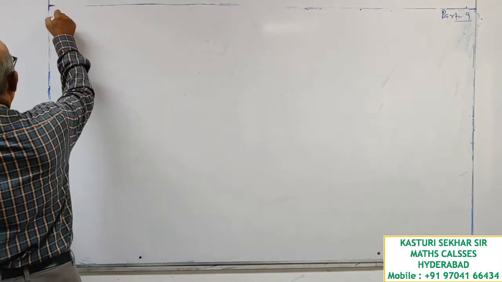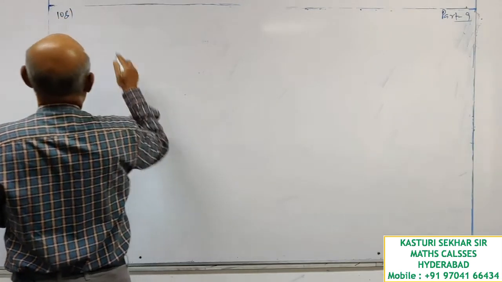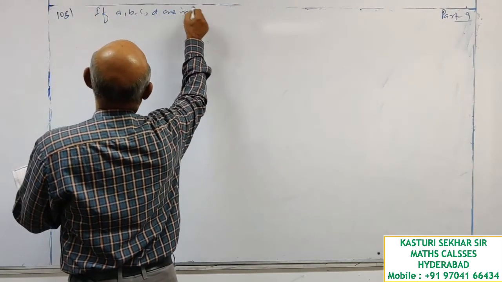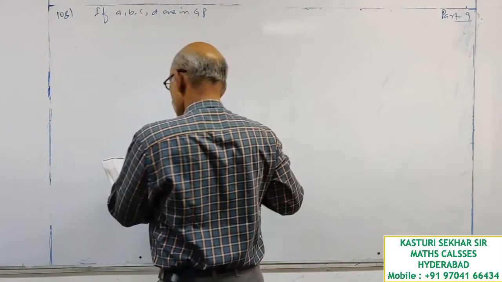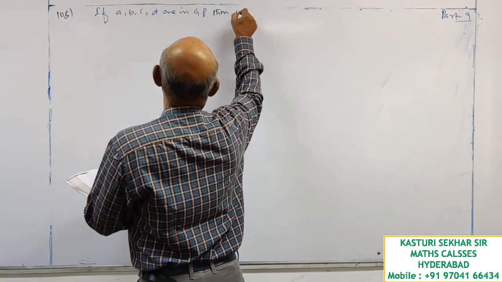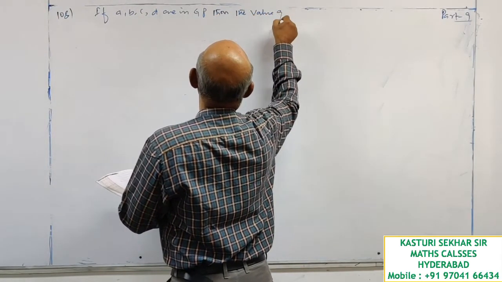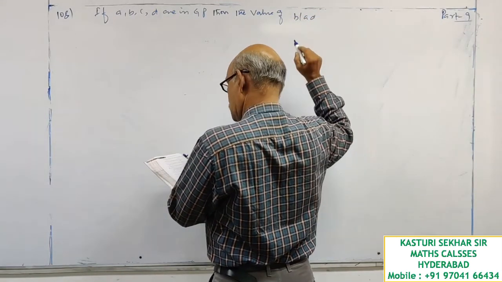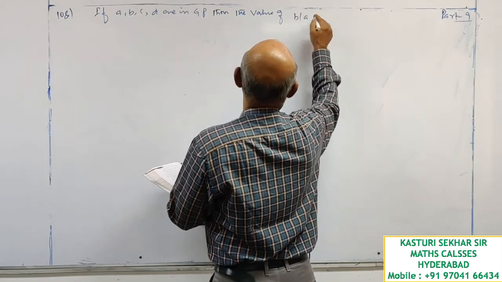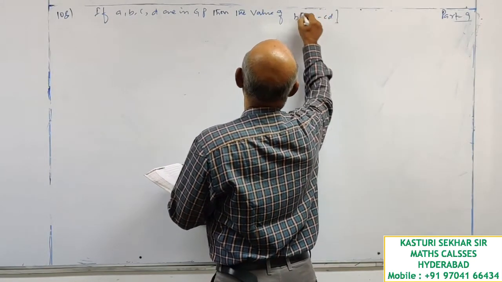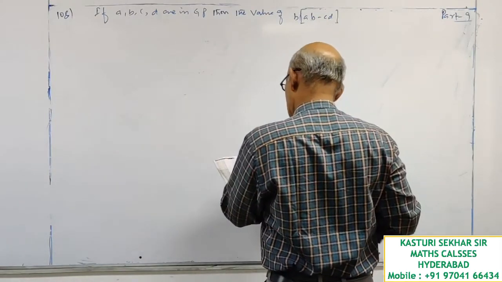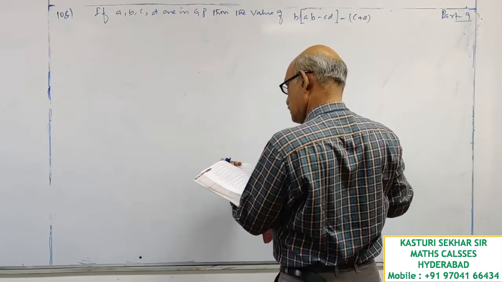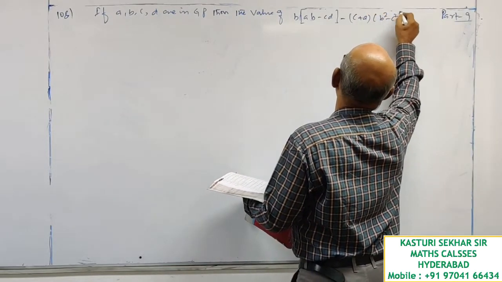Next, 108. If a, b, c, d are in geometric progression, then the value of b into (ab minus cd) minus (c plus a) into (b square minus c square) is?